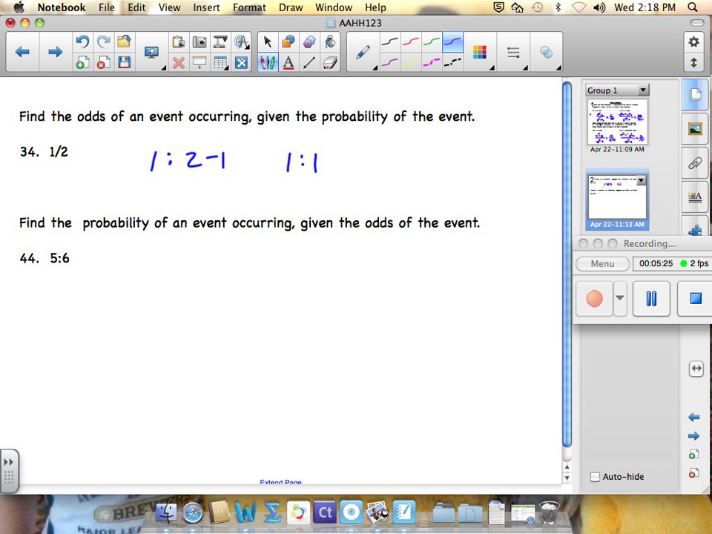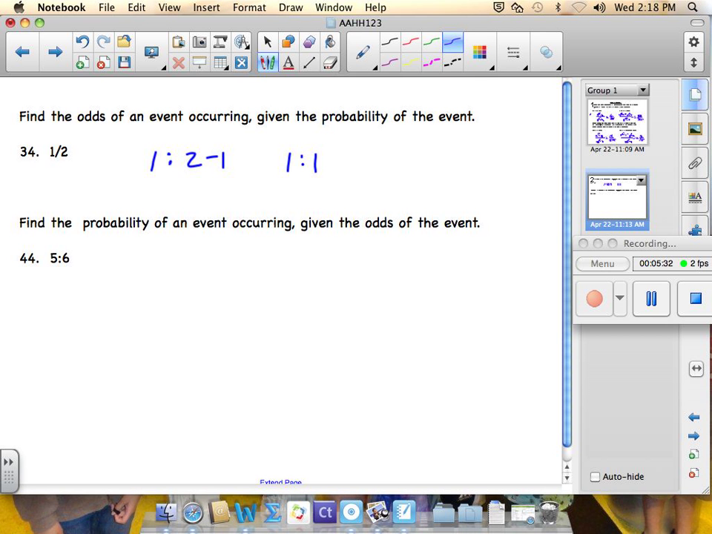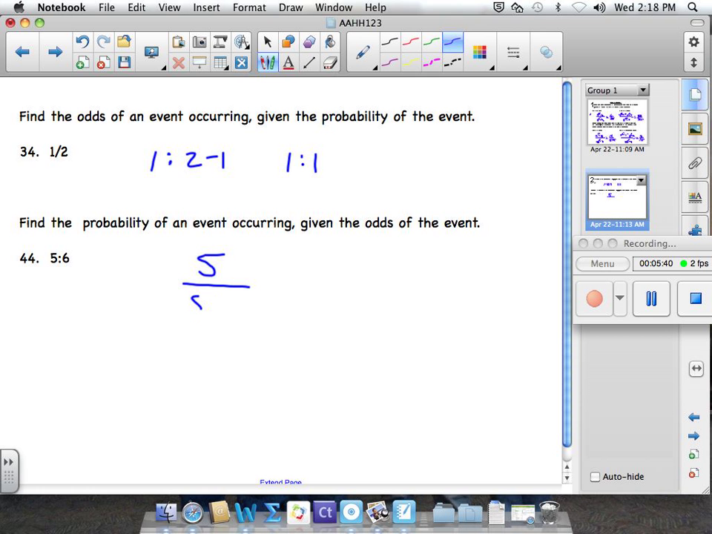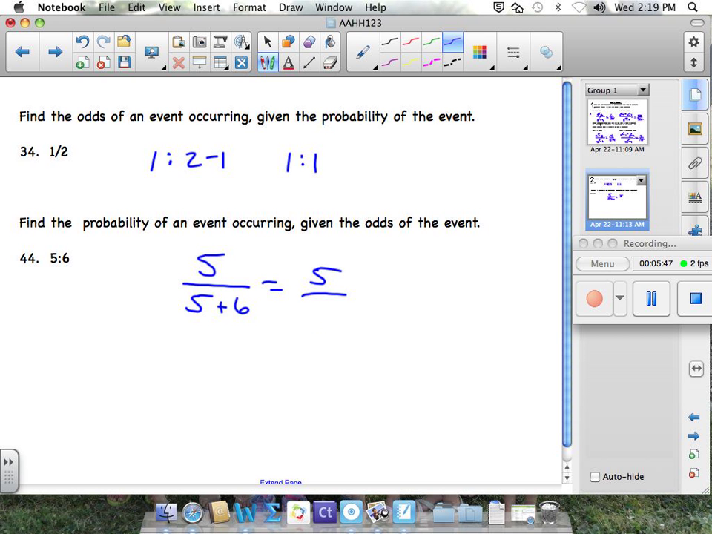How do we flip that around? What if I give you the odds of something happening and I want a probability? Then the top of my fraction will be what I want to have happen, which is the 5 successes. The bottom of the fraction will be the total, the 5 successes plus the 6 that I was not successful in. So my probability would be 5 out of 11.